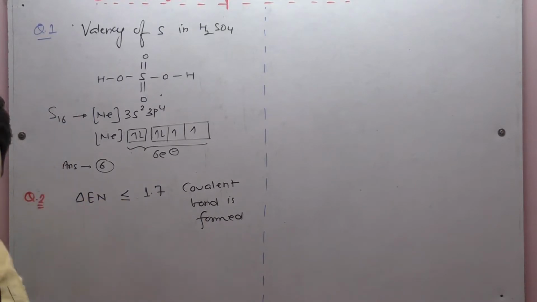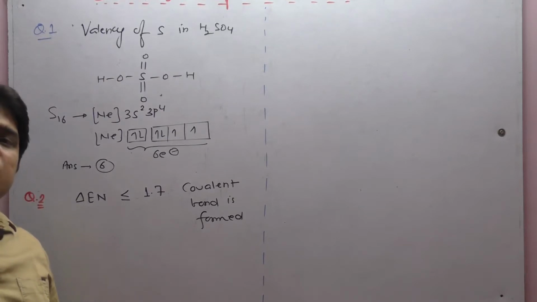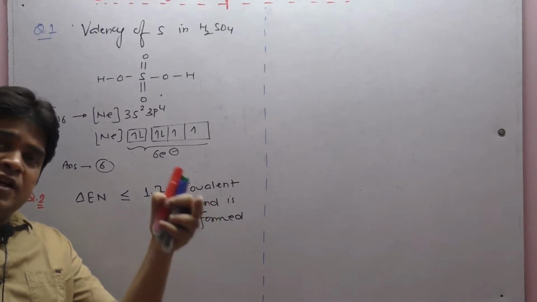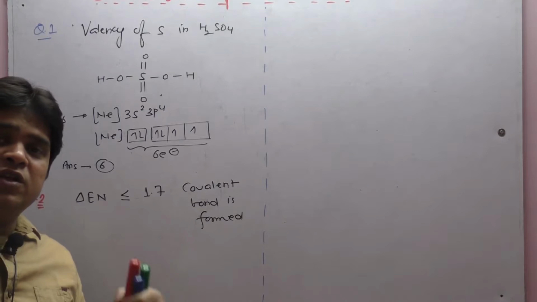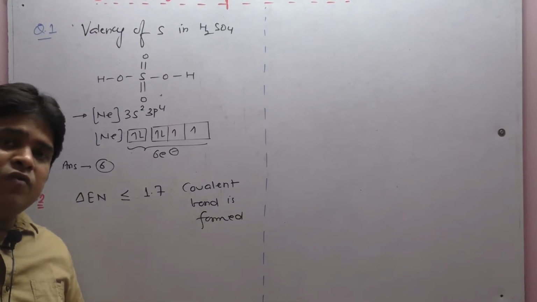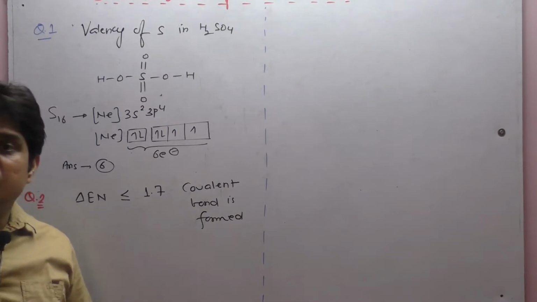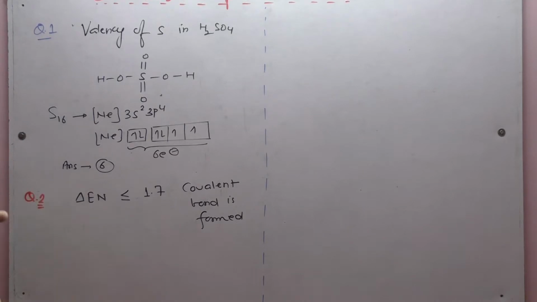If it is more than 1.7, then ionic bond will be formed, because if there is a larger difference in electronegativity, then formation of ionic bond will be more. But in this case, because we want to form the covalent bond, delta EN will be less than or equal to 1.7. This is question number 2.